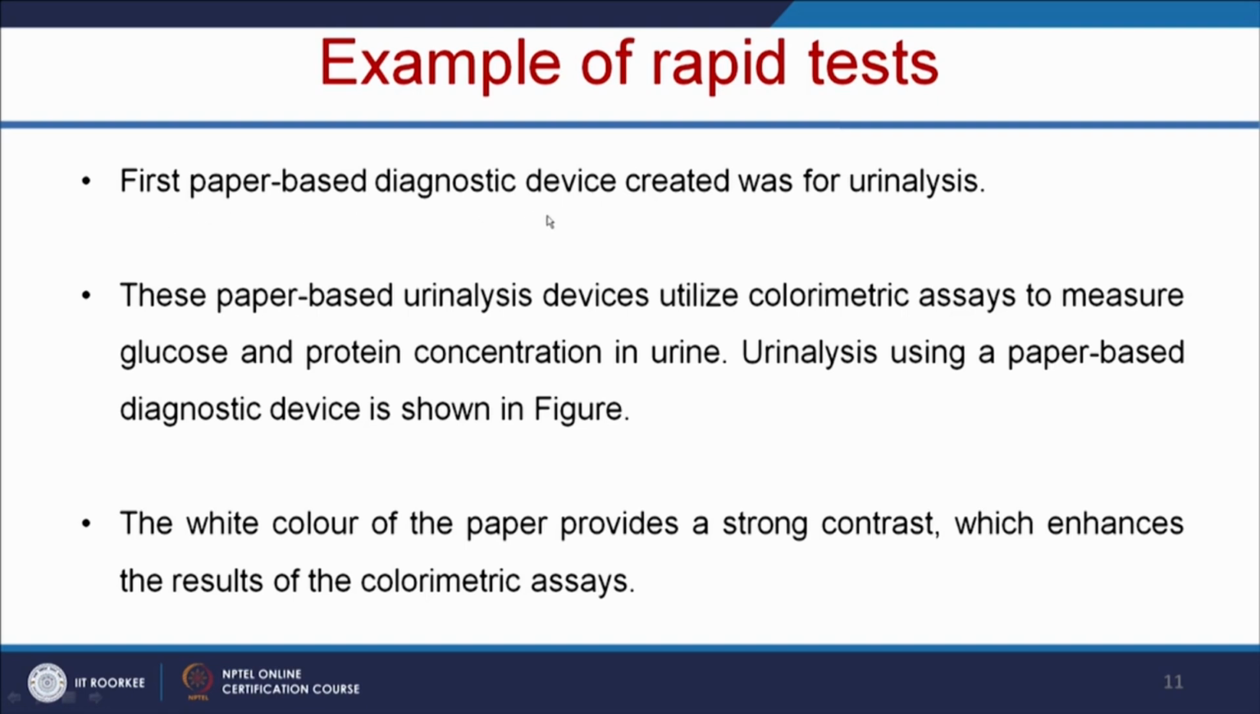So, the first paper based diagnostic device was created for urine analysis. These paper based urine analysis devices utilize colorimetric assays to measure the glucose and protein concentration in the urine. So, here the white color of the paper provides a strong contrast, which enhances the results of the colorimetric assays.